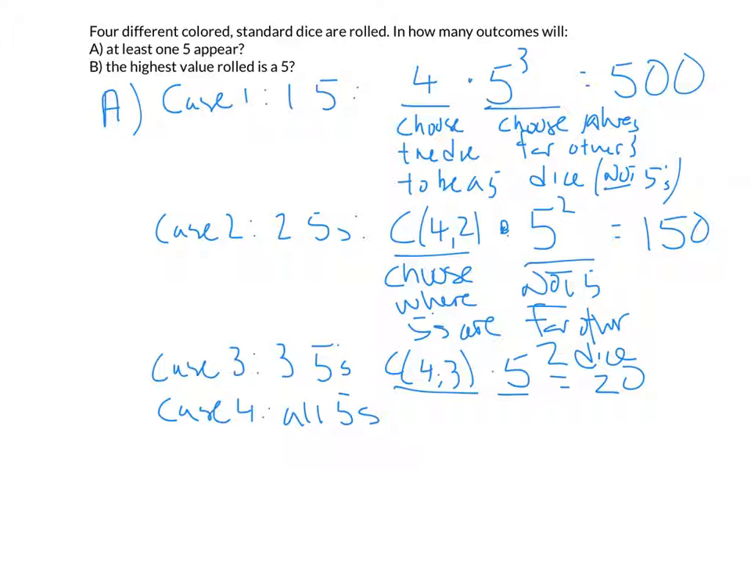And there's only one way to do that. And the only way to do that is to have all of them be 5s. If you add all of these up, you're going to get 671 ways to do it.